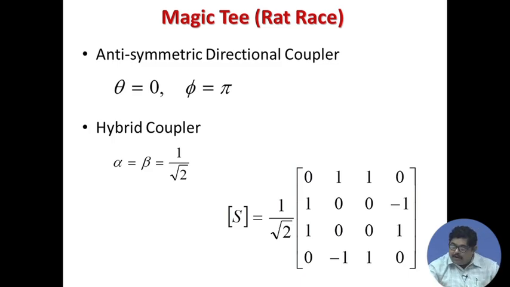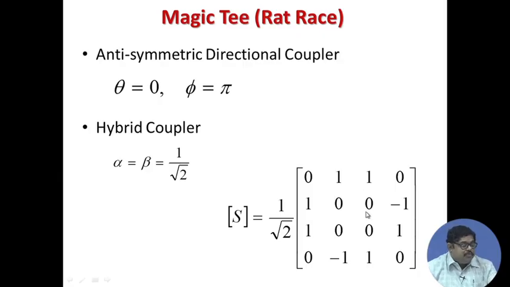So, alpha and beta are both 1 by root 2, and it is an antisymmetric directional coupler. So its theta is equal to 0 and phi is equal to pi. So, its S matrix turns out to be this. You can easily find that from whatever we derived for a general directional coupler, if you put in the values of alpha, beta, theta and phi, these 4 unknowns. If you make this choice, then you get a directional coupler like this.